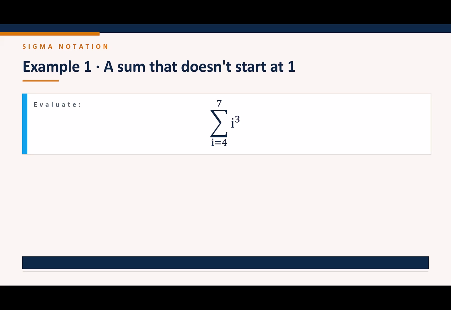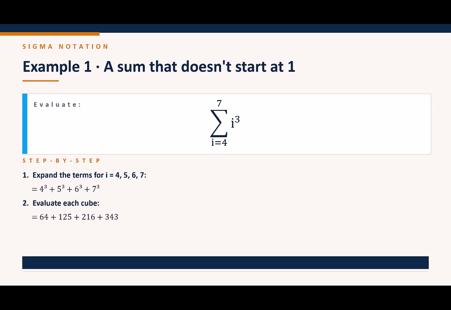We'll start with the sum of i equals 4 to 7 of i cubed. Looking at the indices of 4 to 7, that tells us we're going to have terms for i equals 4, 5, 6, and 7. We'll find the sum of 4 cubed, 5 cubed, 6 cubed, and 7 cubed. If we evaluate each of those cubes, we get 64 plus 125 plus 216 plus 343, which gives us a grand total of 748. You could, of course, use your calculator to go directly from step 1 to step 3, but I want to show you each of the steps as we go through this video.